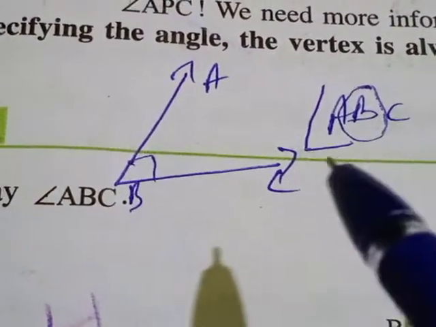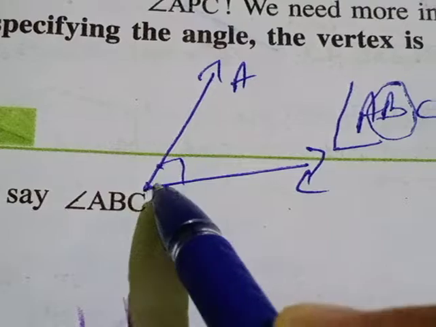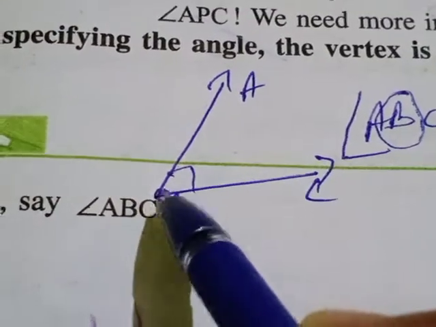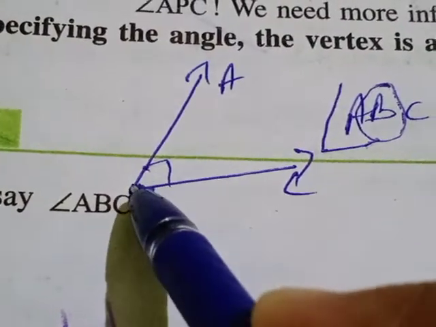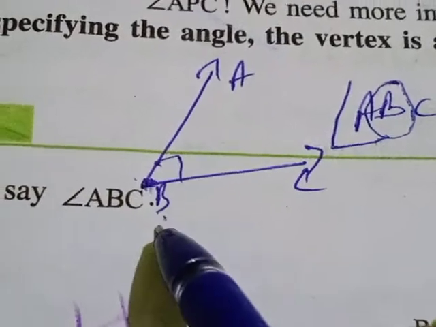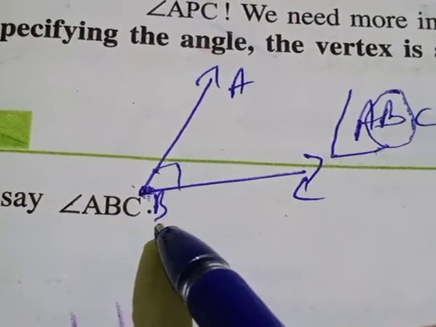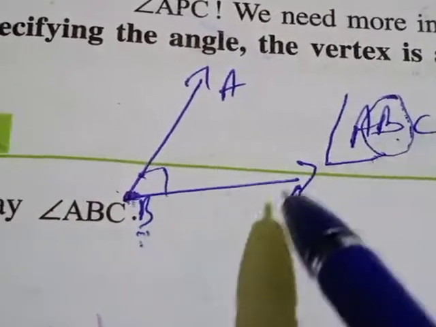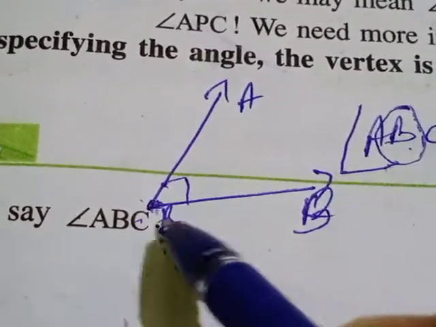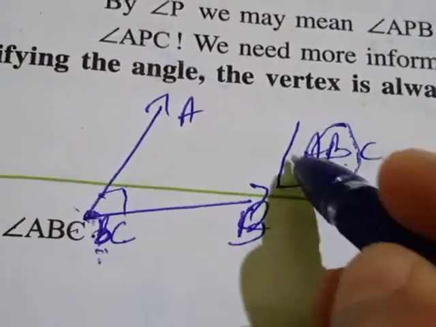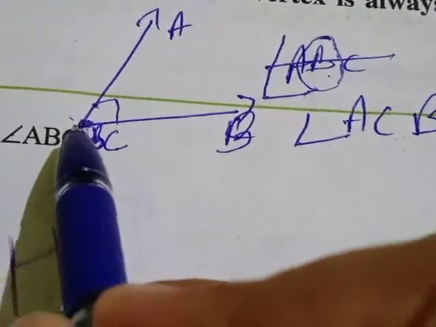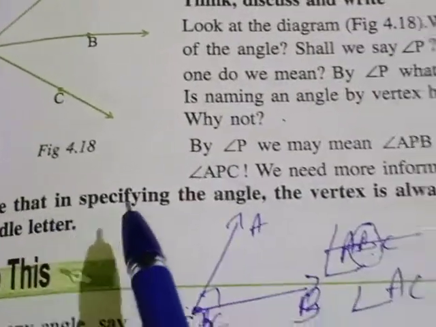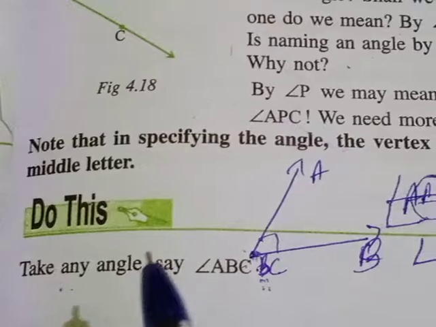Because every time, whatever the name of the vertex is, that letter will always be in the middle. Keep in mind, whatever name we have given to that vertex, that particular alphabet will be written in the middle. Clear? If suppose I write B here and C I have written at this vertex, then what is the name of the angle? The angle's name will be angle ACB. Why ACB? Because the vertex's name is C. Clear? So the highlighted point is that in specifying an angle, the vertex is always written as the middle point.